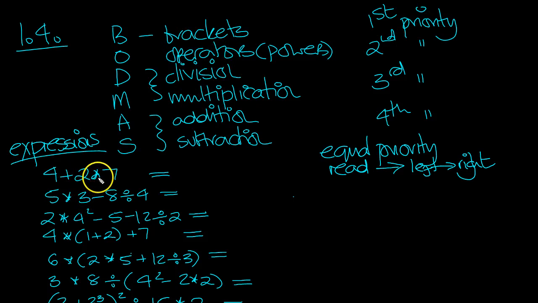So here we've got times and plus. Times is of a higher priority than plus, so that's done before the plus. So 2 sevens are 14, so it's 4 plus the 14 then. So that's 18. This one, we've got times and divide, so that's 15 there. Minus we're still yet to do, and the divide we can do because they're equal priority: 8 divided by 4 is 2. 15 minus 2 then is 13.